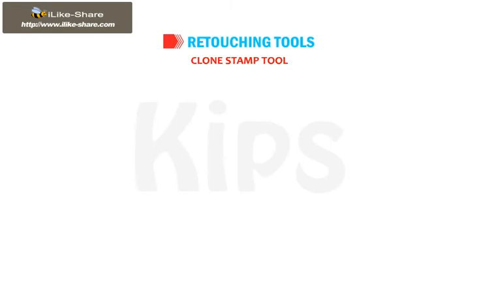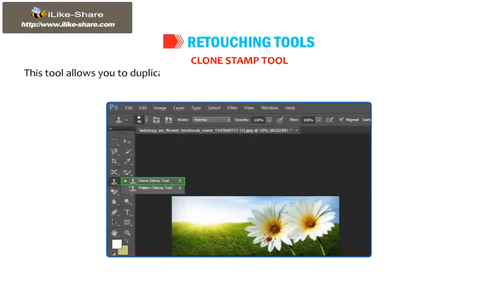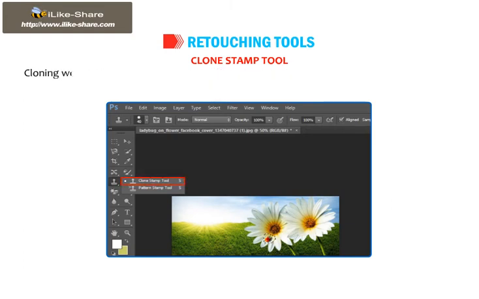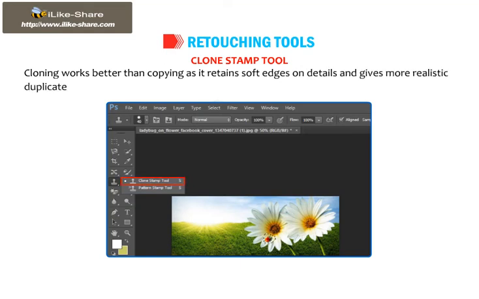Clone Stamp tool. This tool allows you to duplicate the parts of an image by taking the sampled pixels from an image and cloning them onto another area. Cloning works better than copying as it retains soft edges on details and gives a more realistic duplicate image.